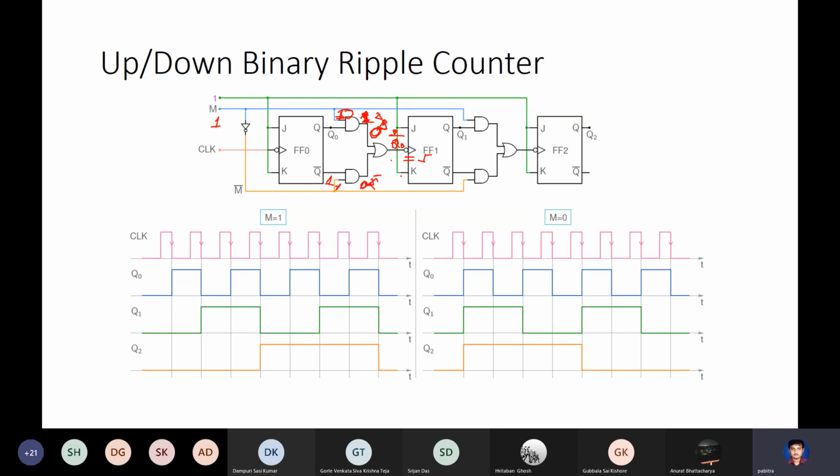So you will get the timing diagram on the right hand side, whereas if M equal to 1, you will get the timing diagram on the left hand side. So this mode input can actually control whether it acts as an up counter or a down counter.